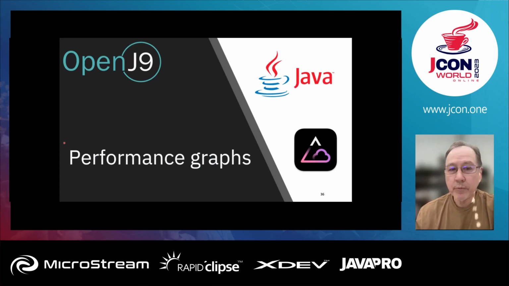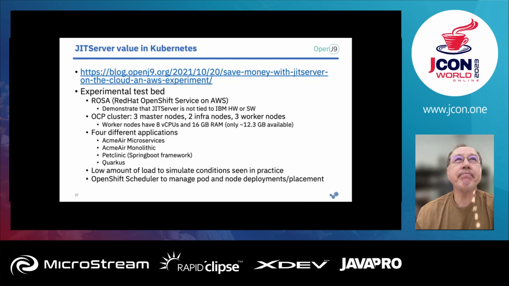We're going to show some performance graphs here. So the first test is going to be showing how we can reduce application density. So we're going to take a look at a Red Hat OpenShift environment where we're going to be trying to run 4 different applications running in containers with multiple instances.